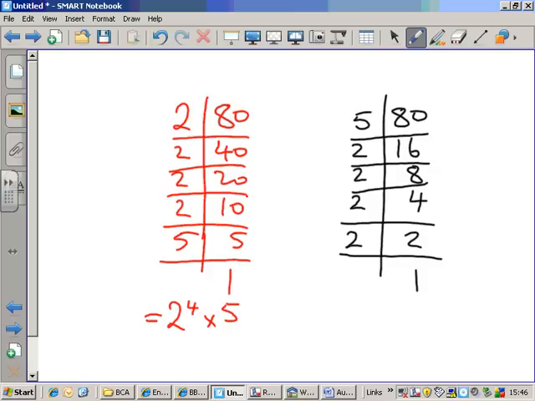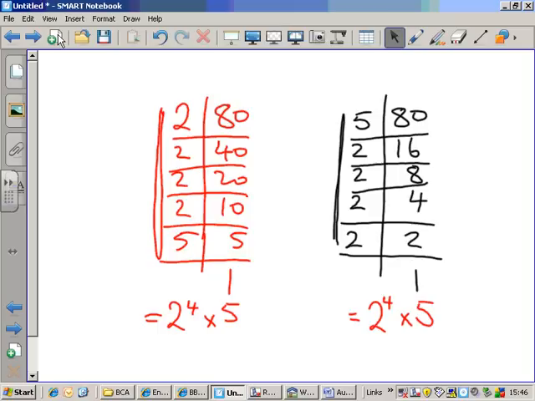And actually, you find that even though they're in a different order, we've got the same prime factors here as we had over here. So, although they come out in a different order, as long as you work each calculation out carefully and correctly, you'll get the same prime factors each time. Always write them in ascending order if you're asked to write them out.